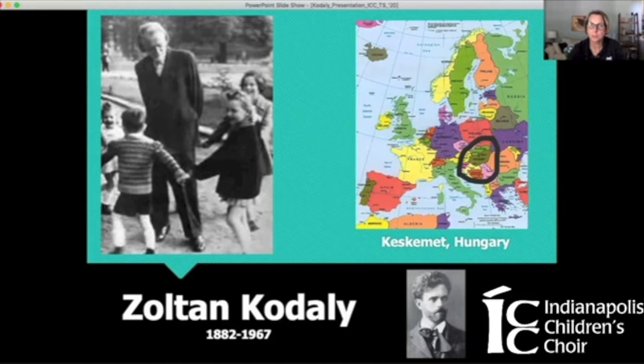In order to use the principles and techniques that are inherent in Kodály pedagogy, there are some foundational background principles that are extremely helpful in understanding the pedagogy, and that is where we will begin.